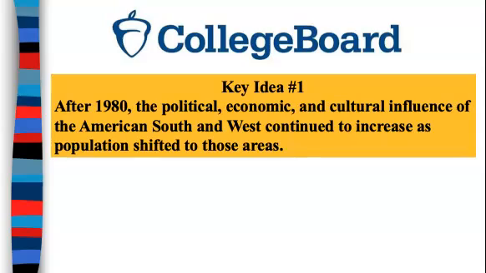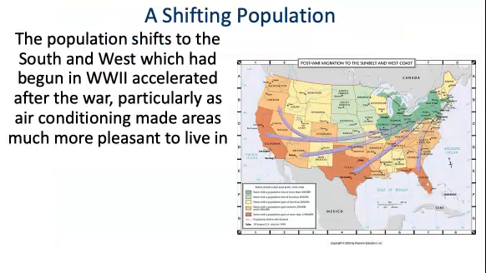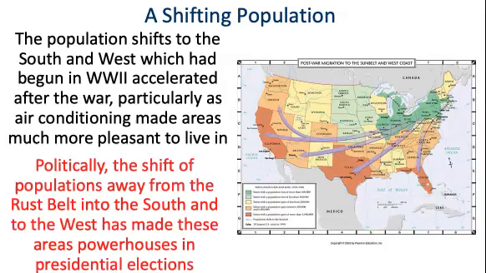Now, as we've talked about in period 8, the population shift to the South and West began during and immediately after World War II. Now, this is going to continue to accelerate after the war. We talked about how air conditioning made these areas much more pleasant to live in, as well as, for instance, the aerospace industry and the defense industry become really big in the South and West as well.